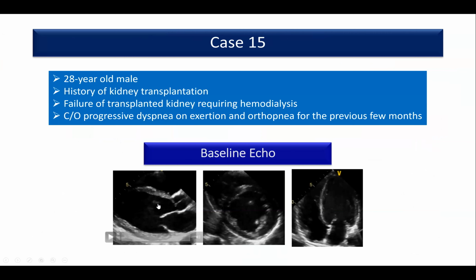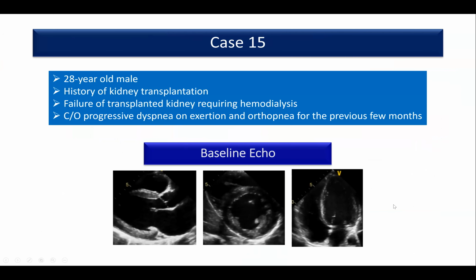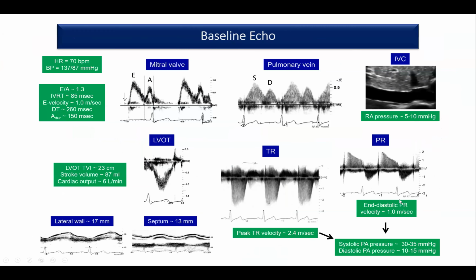Now, another patient, this is a 28-year-old male with history of kidney transplantation who failed transplantation, went back on dialysis, complaining of dyspnea on exertion. And this is his baseline echo. As you can see, ejection fraction is not too bad, maybe low normal. And let's look at his echo parameters.